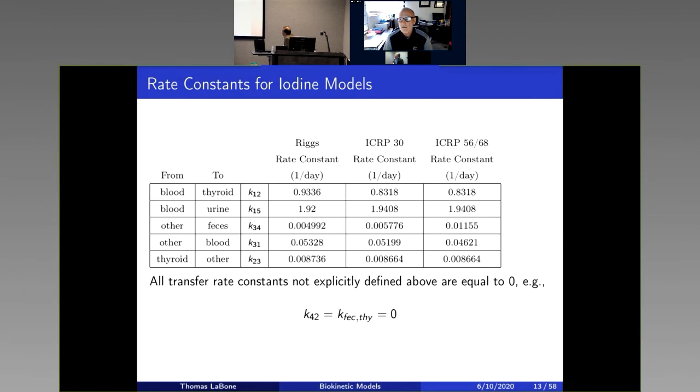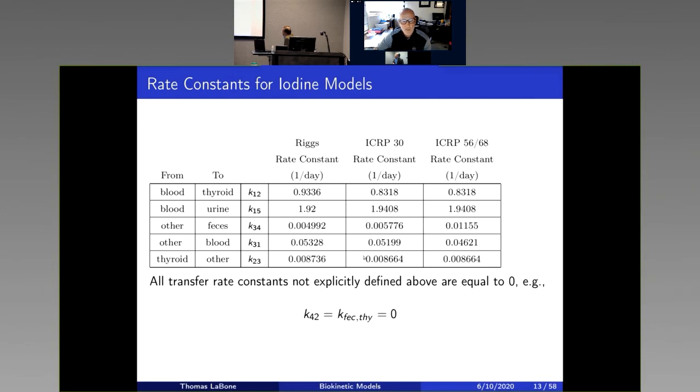Here are the rate constants for the iodine models. I have Riggs, I have ISRP 30, and ISRP 5668. And we go from the blood to the thyroid, and I have K12, and basically anything that's not specified here is equal to 0. So for example, the rate constant going from feces to thyroid is 0 because there's no transfer between those two compartments.